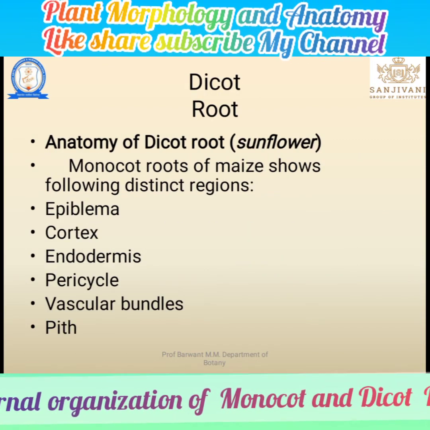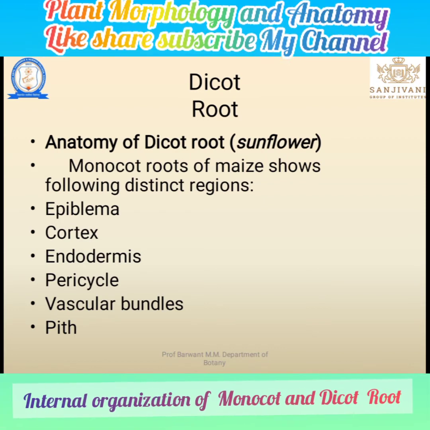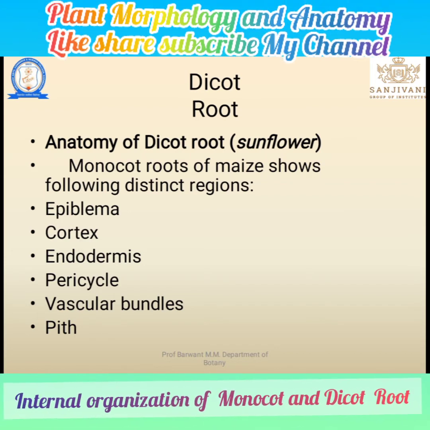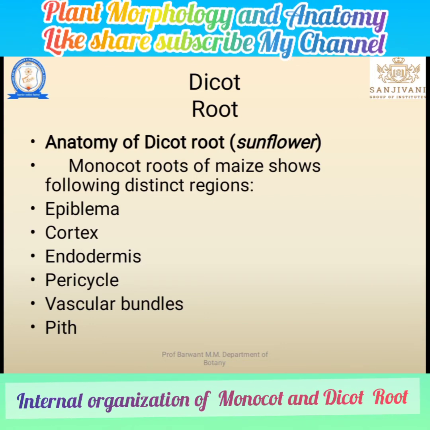Those are the overall structure of a monocot root: epiblema, cortex, endodermis, pericycle, vascular bundle, and pith. I hope you have understood.